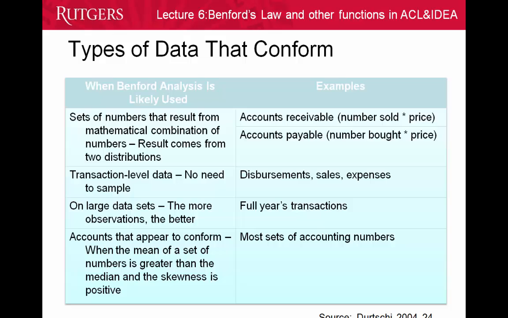Finally, accounts appear to conform when the mean of a set of numbers is greater than the median and the skewness is positive. This result comes from mathematical manipulations, and we don't need to consider the detail of it, but actually most accounting numbers fall into this type, so they are suitable for Benford's law analysis.